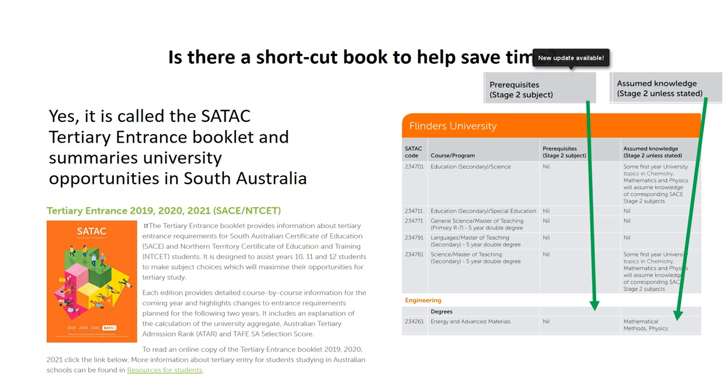For instance, if I was a student wishing to study engineering at Flinders University in specifically the degree of Energy and Advanced Materials, I can see that there are nil or no Stage 2 subject prerequisites, but there is the assumed knowledge that I would know about mathematical methods and physics. Remembering that prerequisites are required, assumed knowledge is rather background information that would benefit the student who undertakes that course.